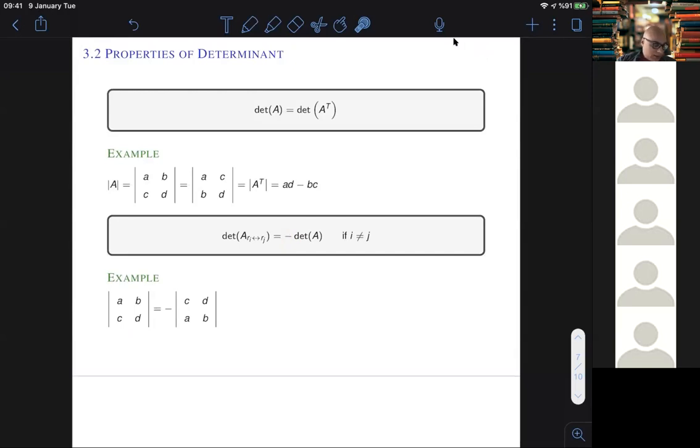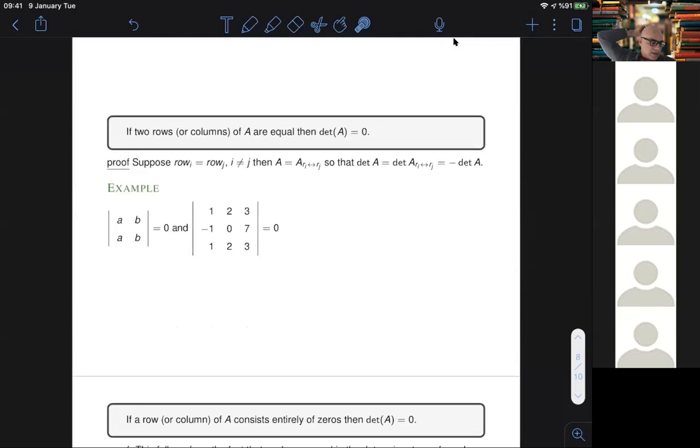So if we swap, for example, these two rows and look at the determinants, this is AD minus BC and this is BC minus AD. So they are negatives of each other. Okay. This is just a proof for 2 by 2 case, and this result holds for any n by n matrix. Okay.